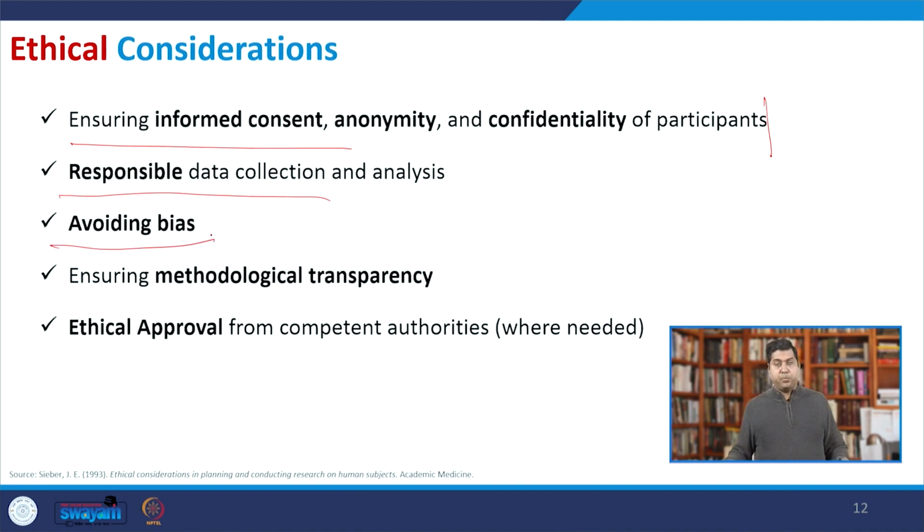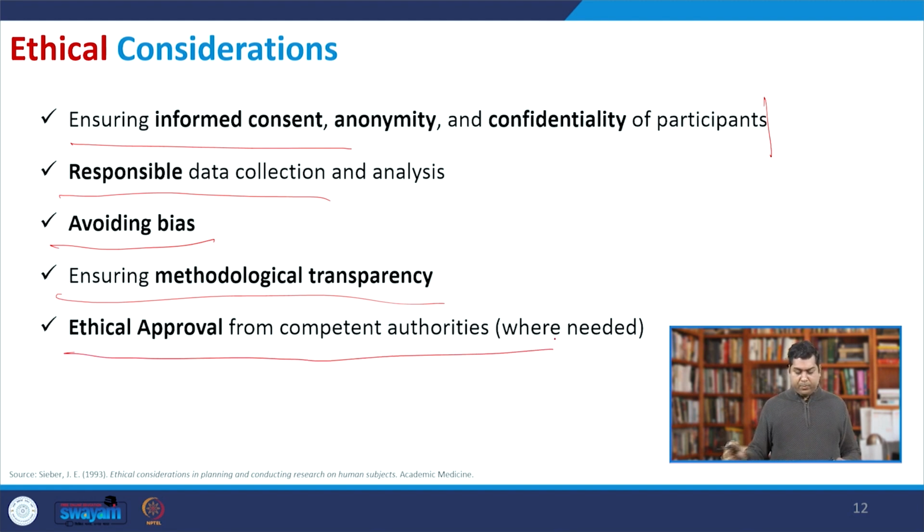And also avoiding bias, you should not prompt, you cannot force a person to say something or to choose certain kinds of options. So you have to be very careful, even when you present the choice card or give the options, you should not prompt or give a hint that this is the best option. You should be very much independent. The surveyor, the researcher should be independent. Ensuring methodological transparency, what method you are using, is also a very important consideration.